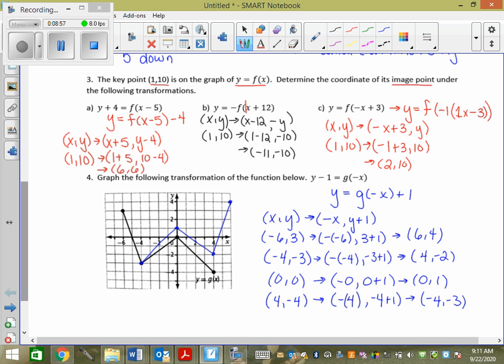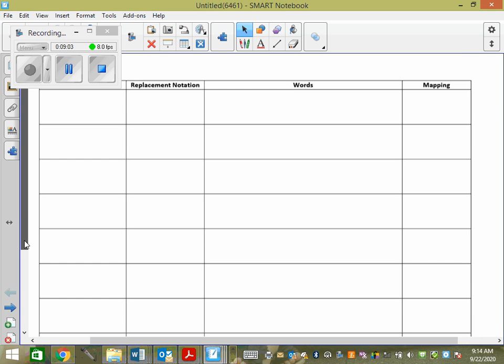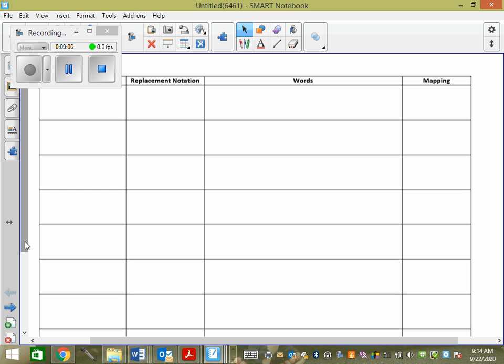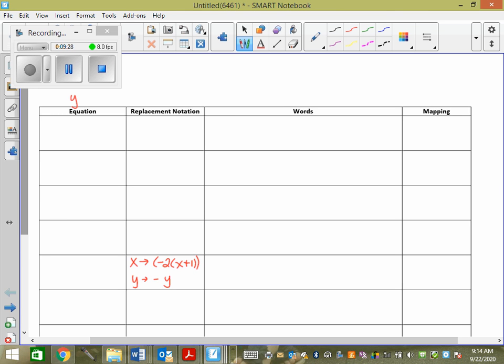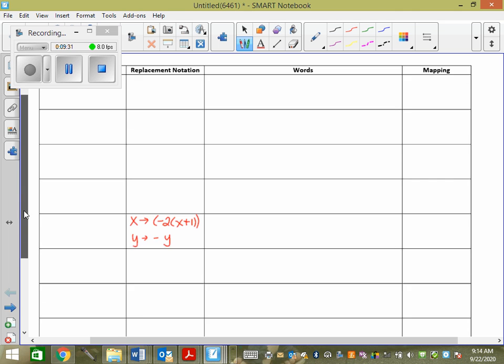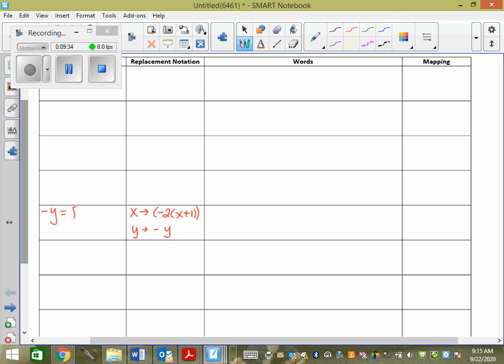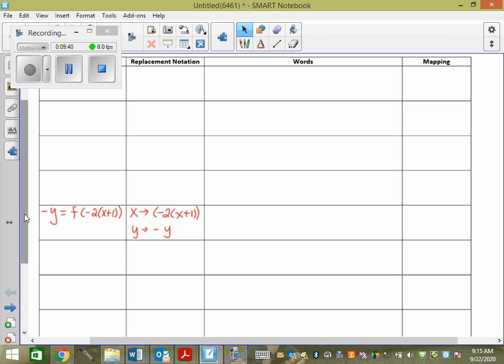Okay, can you grab out the table that we left off on? Okay, so the fifth one down, I had given you replacement is negative 2, comma x plus 1, and y became negative y. So I would do my equations first. My equation is y equals f of x. So I would get negative y equals f of negative 2 bracket x plus 1. And then I would divide by negative 1 over.